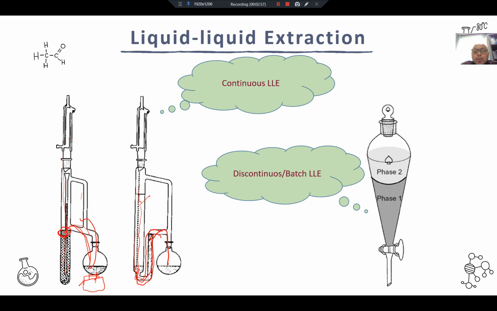Okay, so the process is continuous, dripping inside of this particular sample matrix or solvent, and then you drip again back to the distillation flask. It will get concentrated over time. Continuous extraction can take a long time, it can be hours, or it can be days as well.